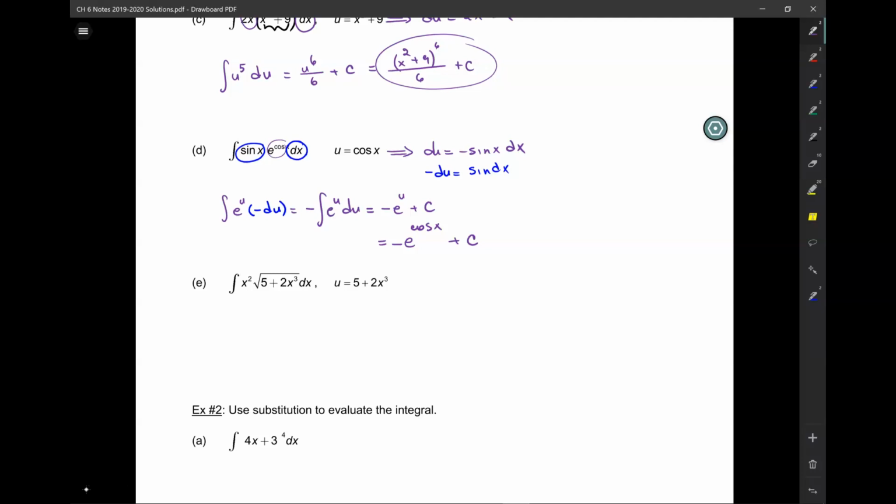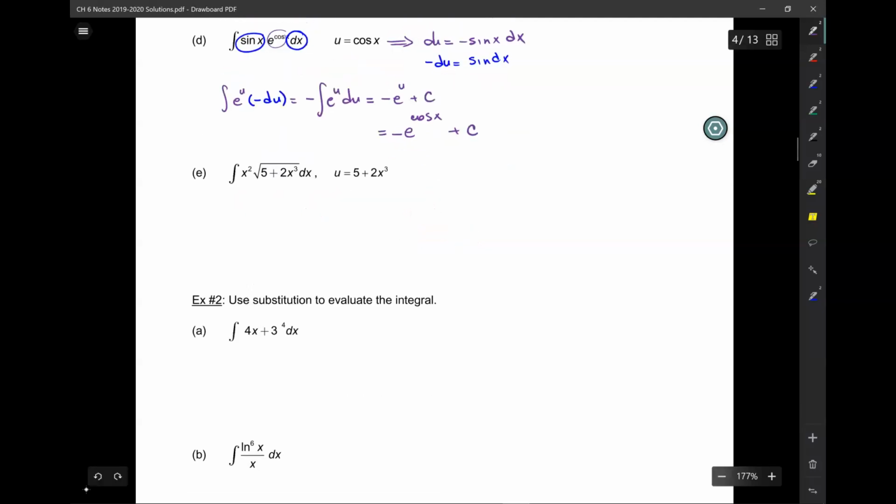Negative e to the u du is the same as the integral of negative e to the u? Well, yeah, the negative is outside. But you wouldn't just put it before the e? You could have put it in here. It would still be negative e to the u. Yeah. Okay, let's move on.